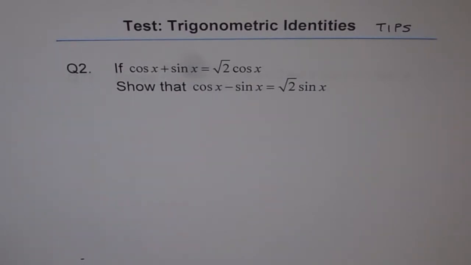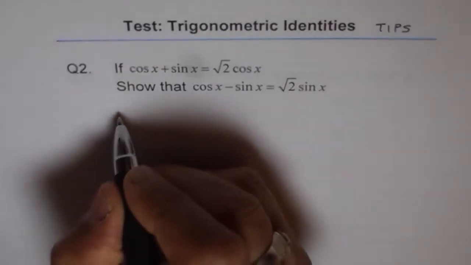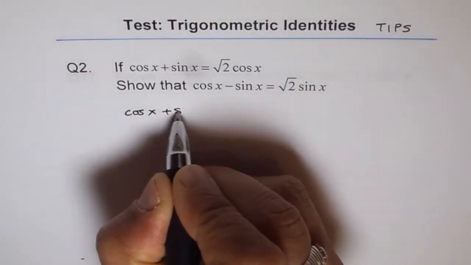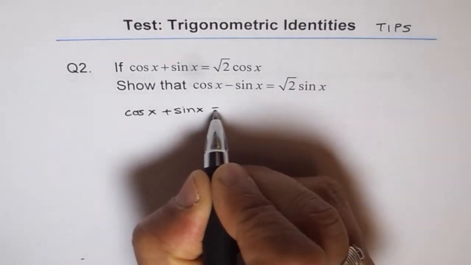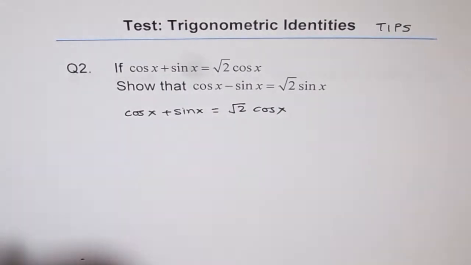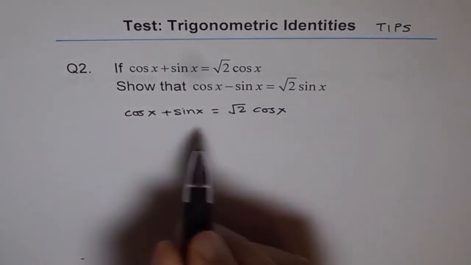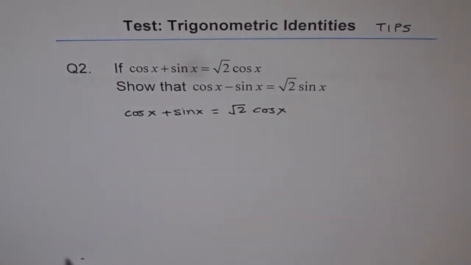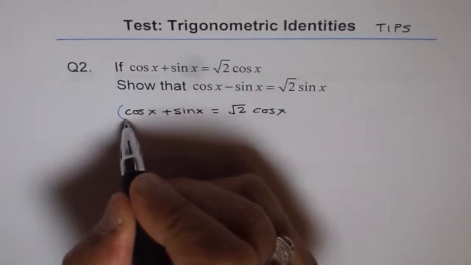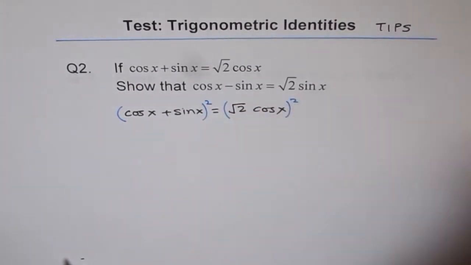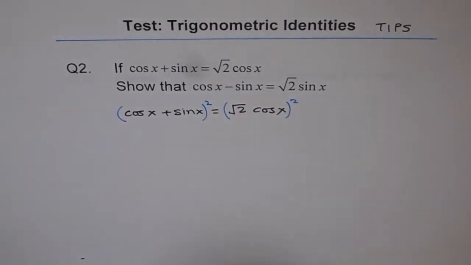Let's start with what is given to us. It's given to us that cos x plus sin x equals square root 2 cos x. So in the first step, let's do one thing. Let's square it. If we square both sides, so we get what? It is an equality, and so we can do it.